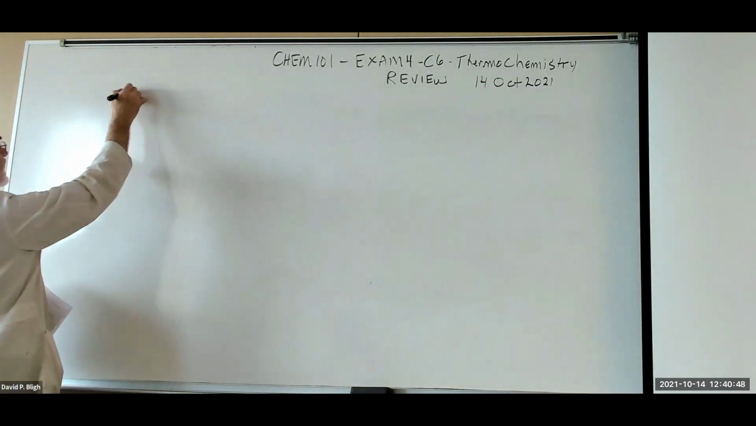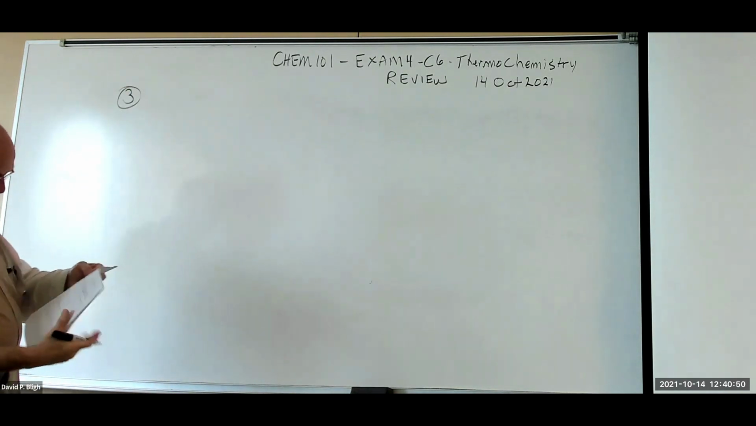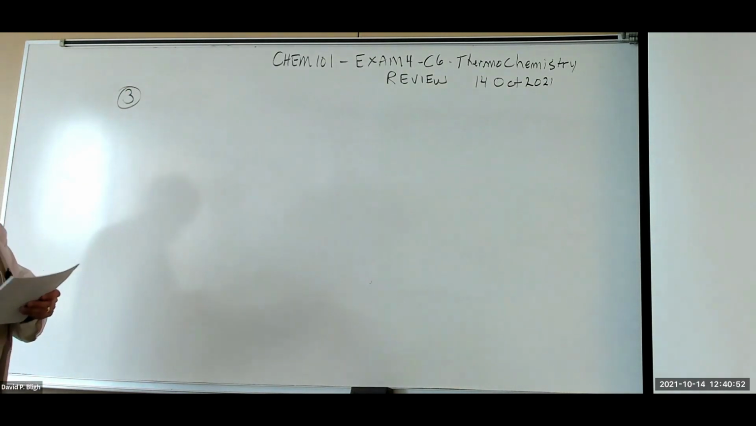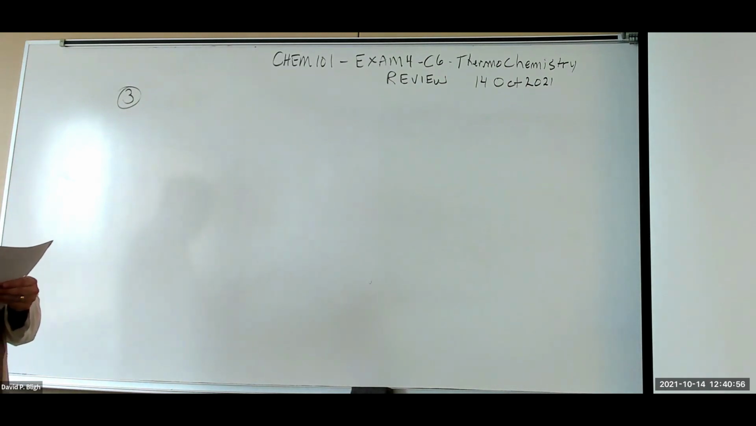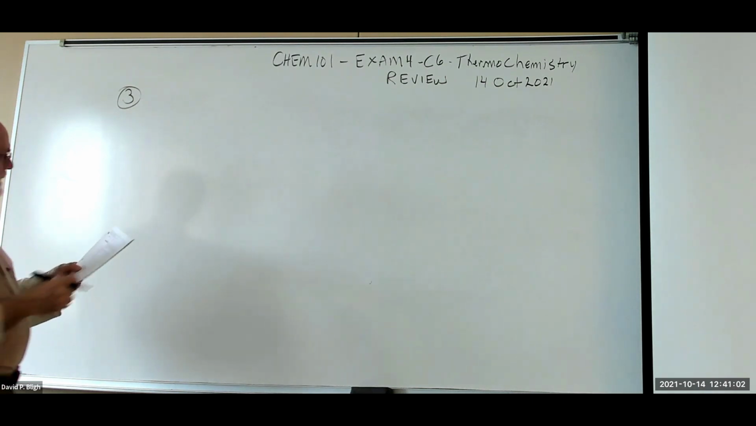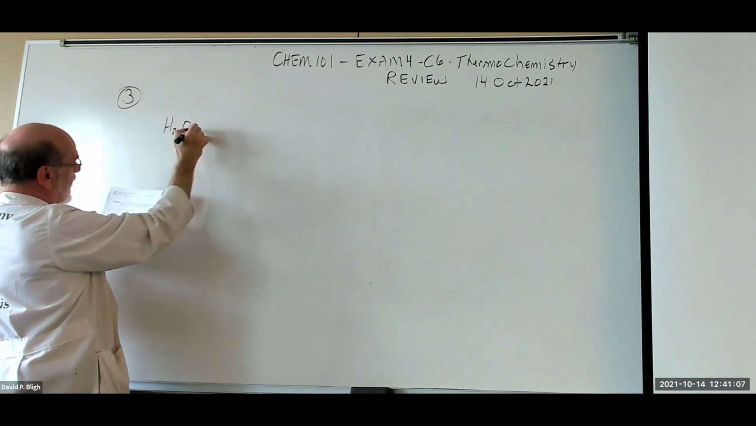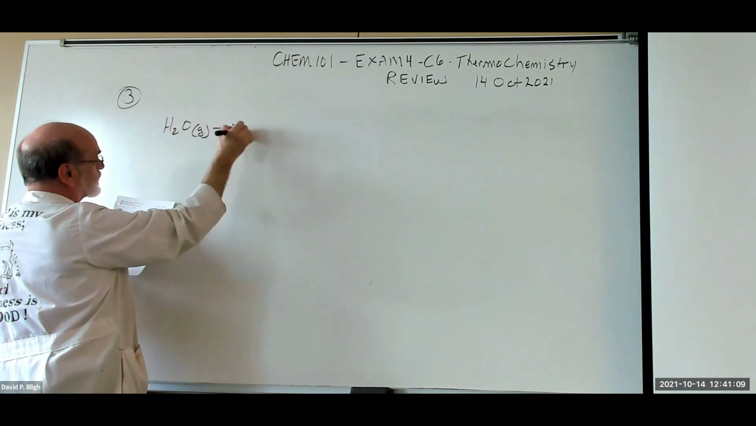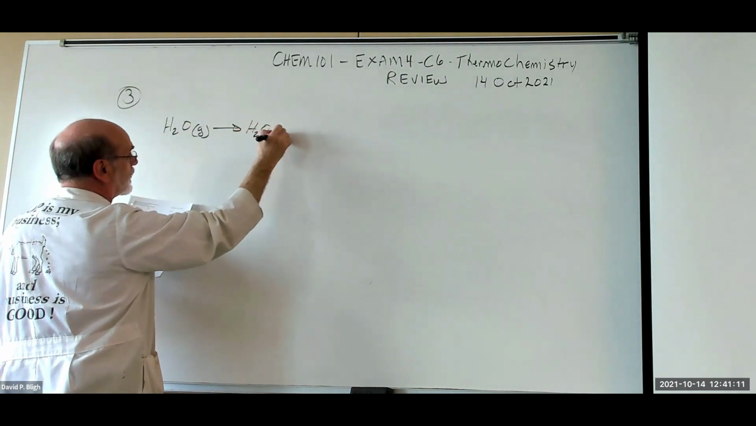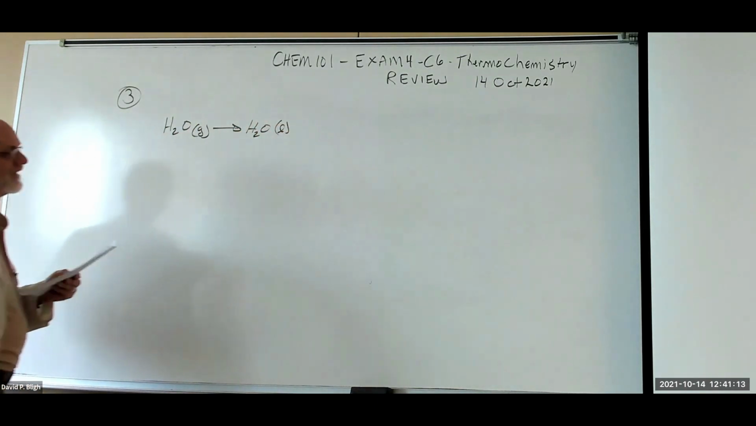And let's look at 3. Which of the following statements correctly describes the sign of Q and W for the following exothermic process at 1 atmosphere pressure and 370 K? So what we've got is water gas, and it's going to water liquid.